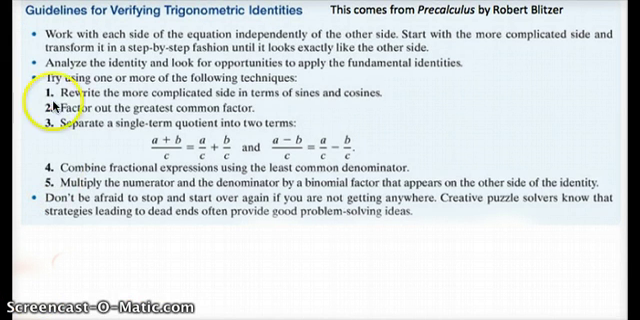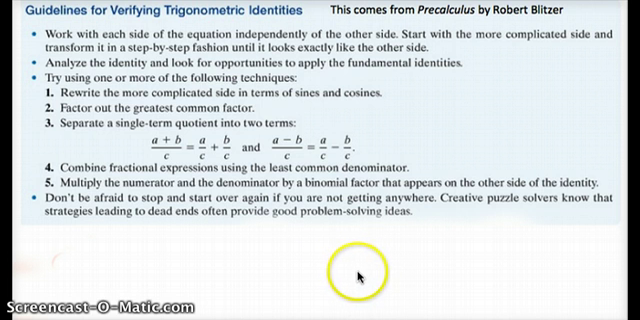Okay, here's some other advice. Analyze the identity and look for opportunities to apply the fundamental identities. This is why it's important to have your sheet with you. And then try using 1 or more of these techniques. Okay, so that's the gist of it. Rule number 1 I showed you: rewrite the more complicated side in terms of sines and cosines.